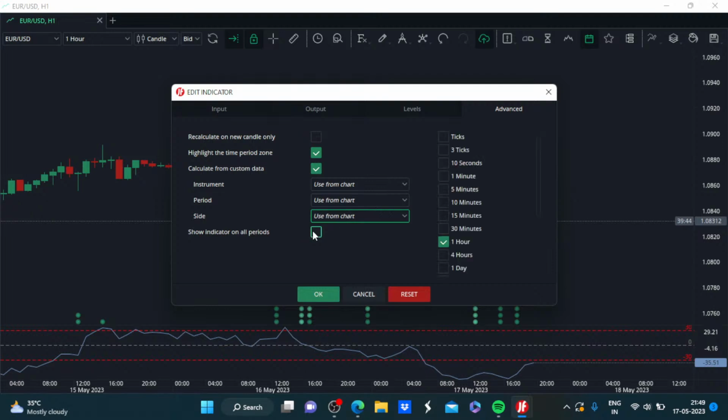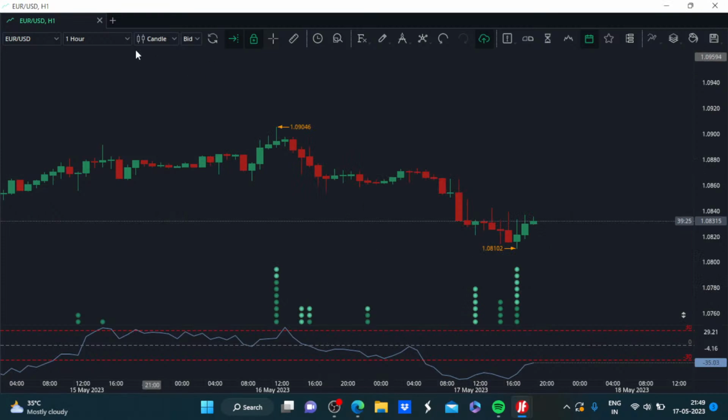Show indicator on all the candle periods, whatever is your time frame. You can have this indicator on that particular time frame, but not on the other if you opt in for this option. If you specify on certain time frames, these indicators should be visible, but not on the other.